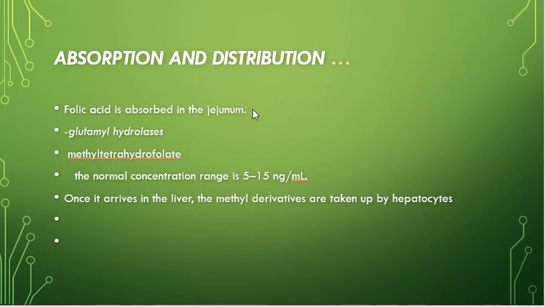The major circulating form is methyl tetrahydrofolate, and the normal concentration range is 5 to 15 nanogram per ml. Once it reaches the liver, the methyl derivatives are taken up by the hepatocytes, where the various coenzyme forms are produced. Folic acid is not stored in the tissues.